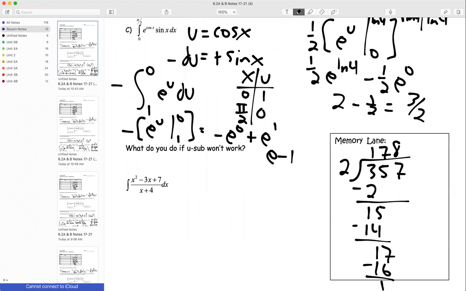Or I guess I could write this as plus 1/2. Where do you get the 1/2 from? 2 goes into 1. That's what's left over. So remainder of, let's say, 1. If that 2 was a 3, it would be 1/3. Yes.